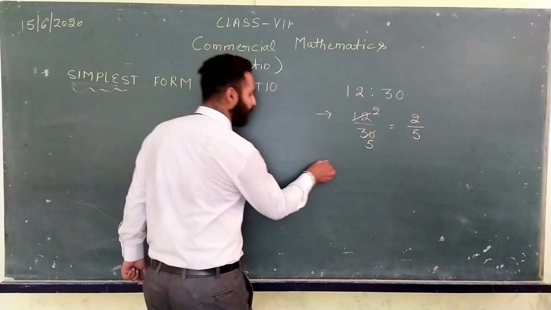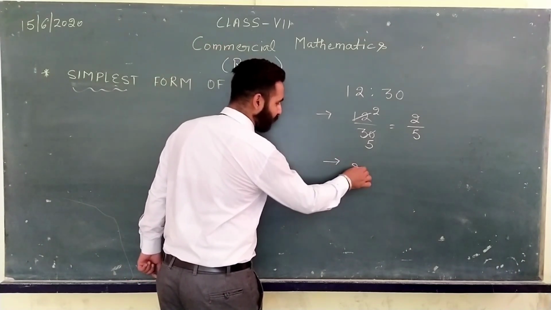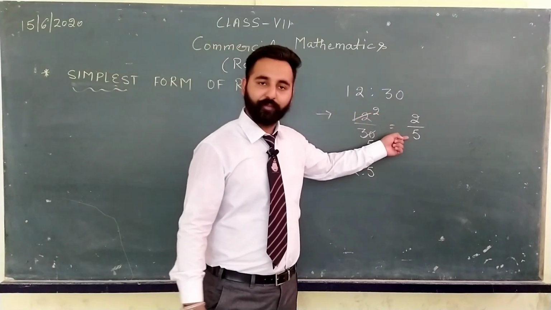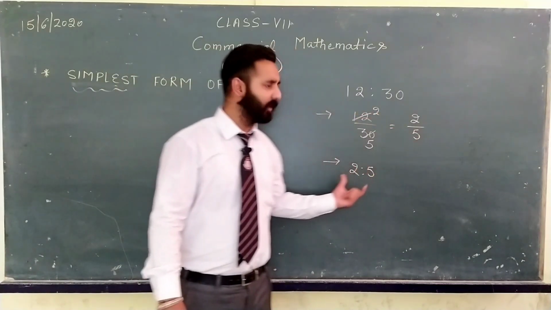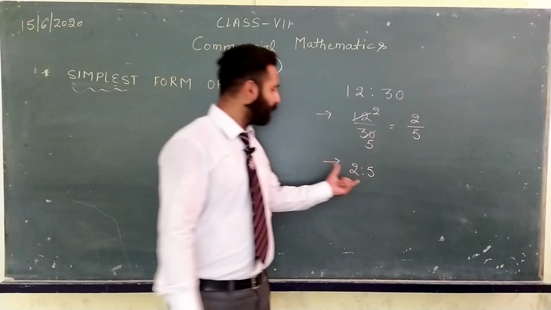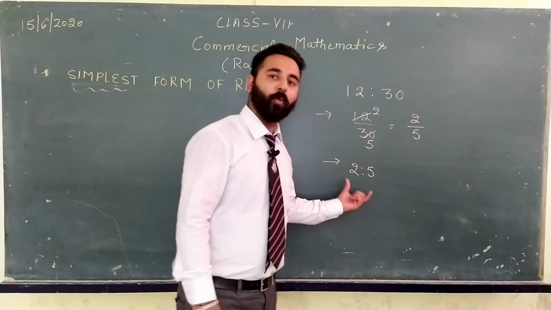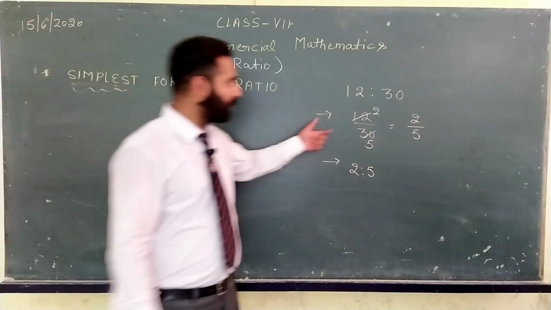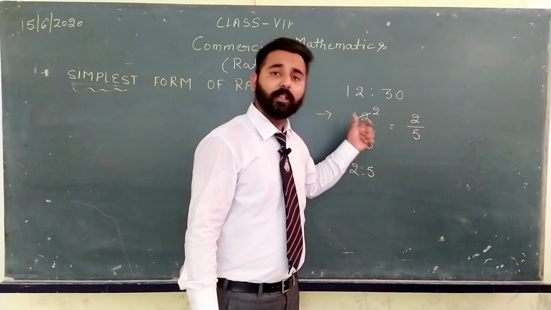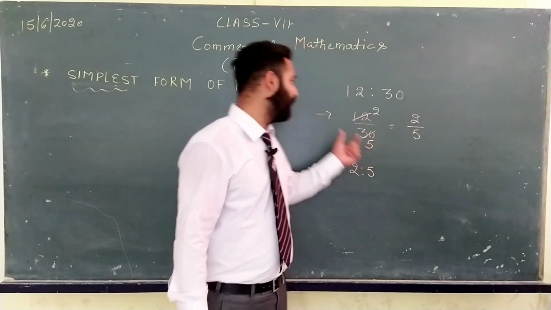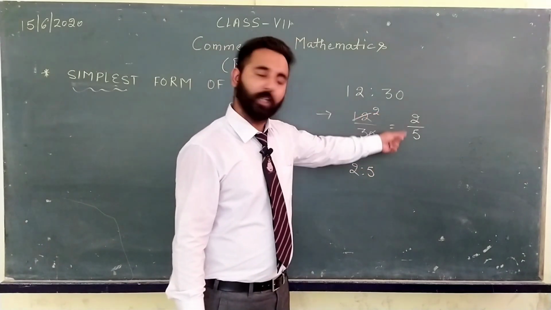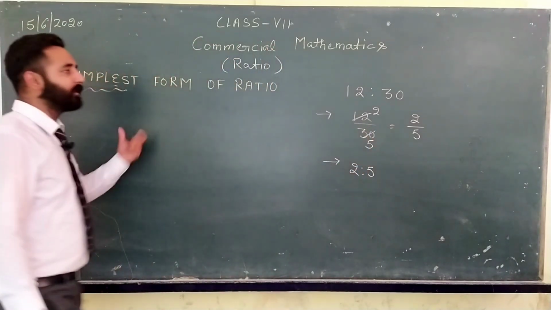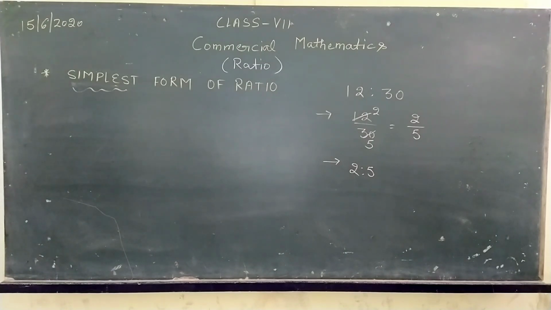So we can write it 2:5. Ratios can be written in the form of a fraction, and a fraction can be written in the form of a ratio. So the smallest form means the simplest form of the ratio. We have to cut to make it the smallest possible, like 2 and 5. No cutting is possible, so I left it here. 2:5 means the simplest form of the ratio.